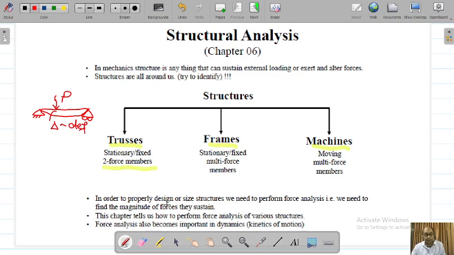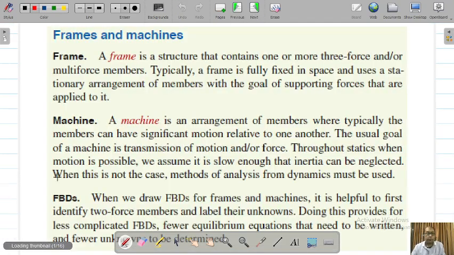How would you define a frame? A frame is a structure. A precise definition of a frame is a structure that contains one or more three force or multi-force members. Typically a frame is fully fixed in space. This is a very important thing, that the frame is always fixed in space and uses a stationary arrangement of members with a goal of supporting forces that are applied to it. So this is the precise definition of a frame.